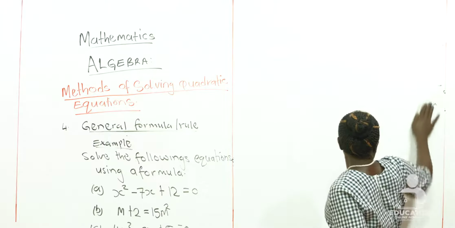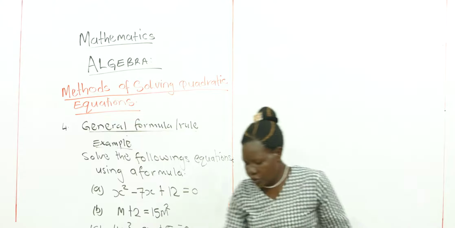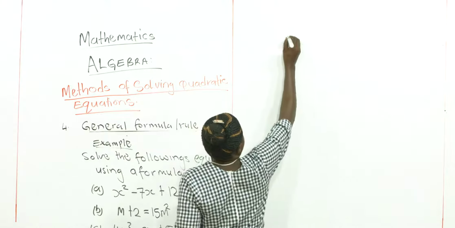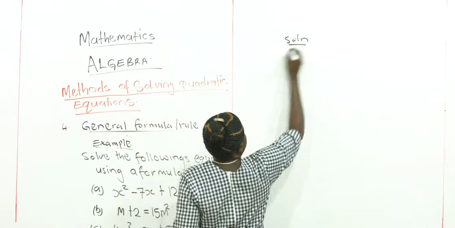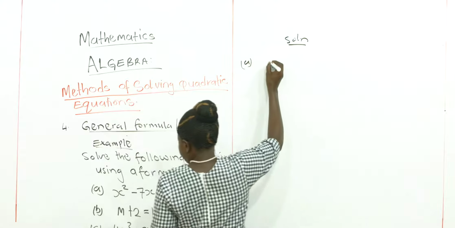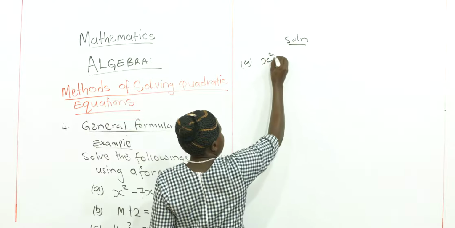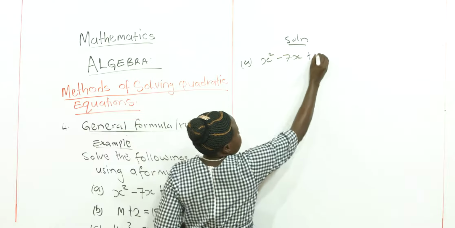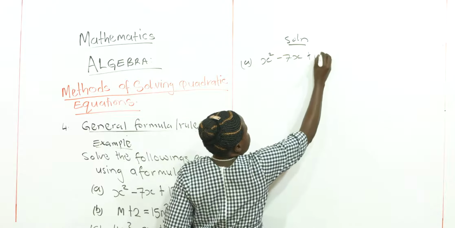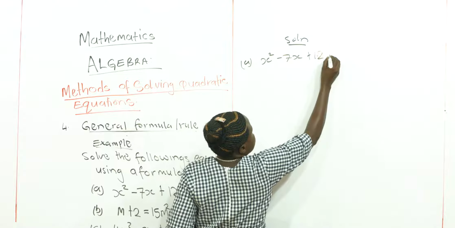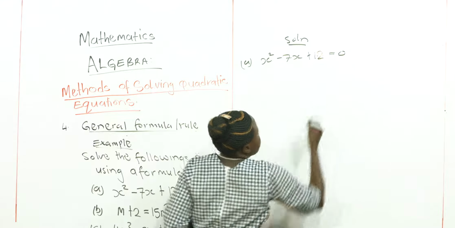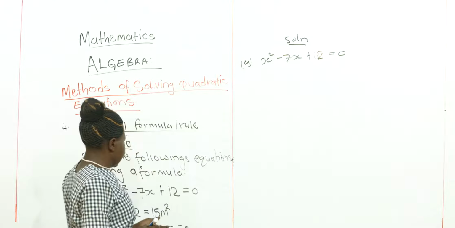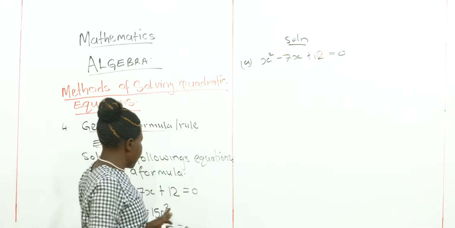So let us look at the solution part. Part A is given as x square minus 7x plus 12 equals to 0. So dear learners, before you even apply the general formula, the first thing you must be able to do is identify how many terms are here.